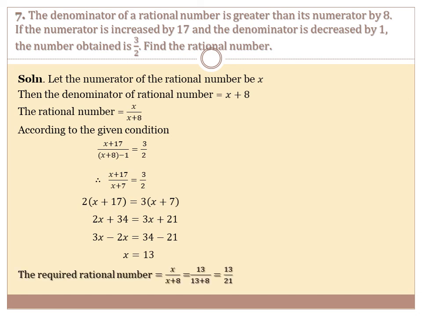Hence, the required rational number can be written as, our original rational number was x by (x + 8). Therefore, we will get the rational number as 13 by 21.